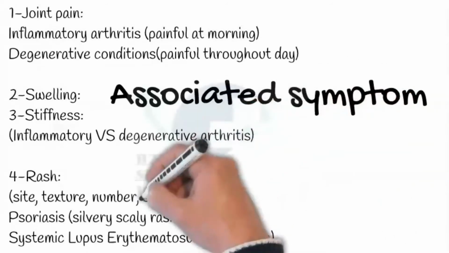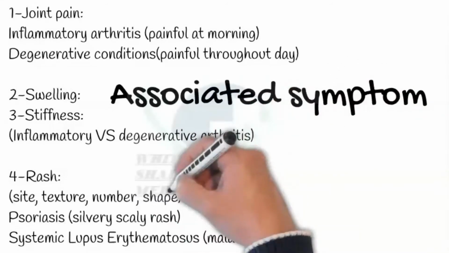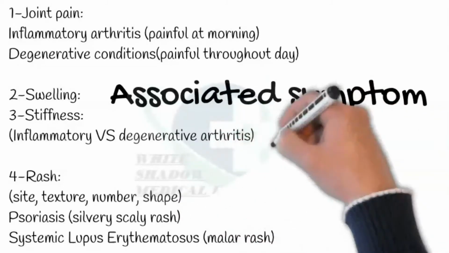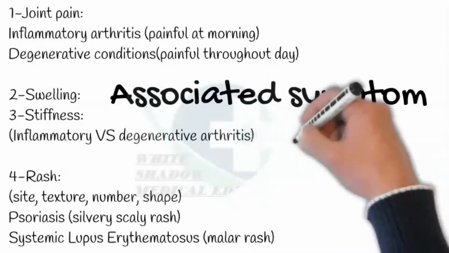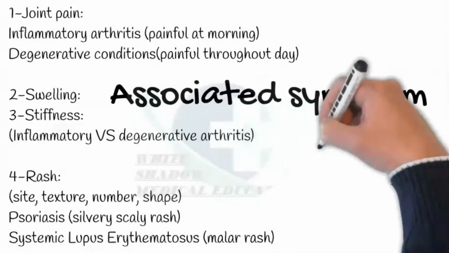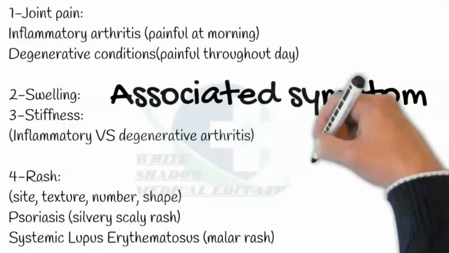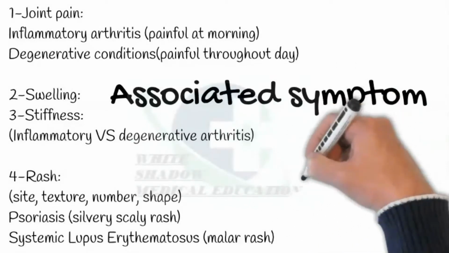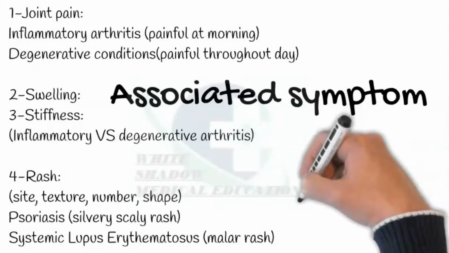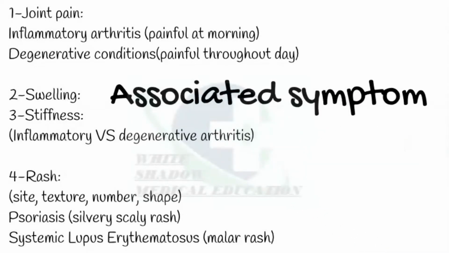Conditions that can cause joint pain and rash simultaneously include psoriasis for a silvery scaly rash, and systemic lupus erythematosus for malar rash; photosensitivity and alopecia are also features of SLE. Moreover, infections like rheumatic fever, Lyme disease, and viral exanthem can cause rash and joint pains as well.